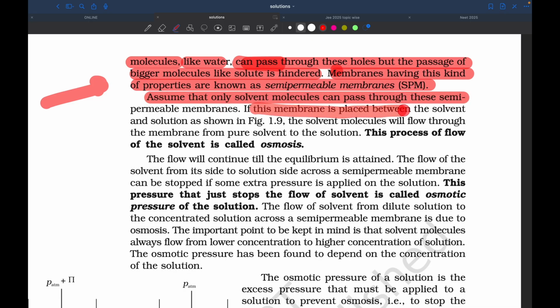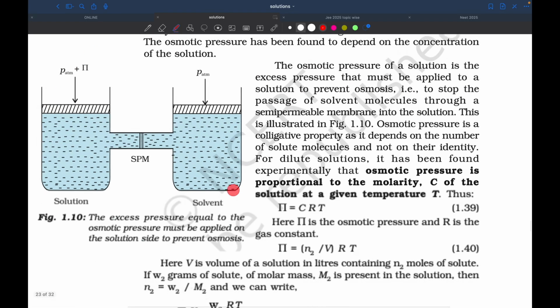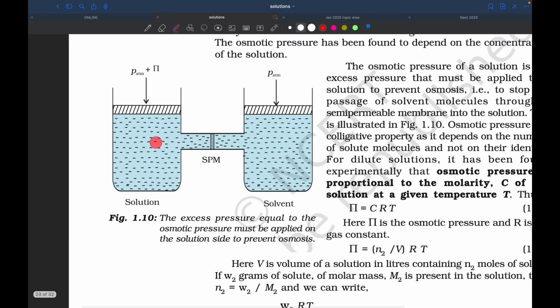If this membrane is placed between the solvent and solution, the solvent molecules will flow through the membrane from pure solvent to solution. This process of flow of solvent is called as osmosis, right? So here he has explained, look at the diagram. What did he do here? On one side only pure solvent is taken, and here only solution is taken. Here is the semi-permeable membrane, right?